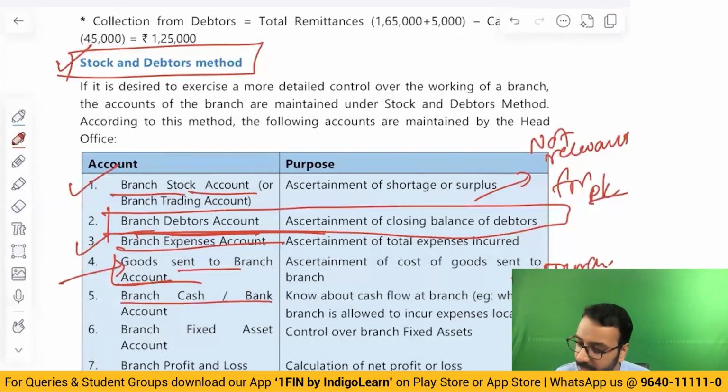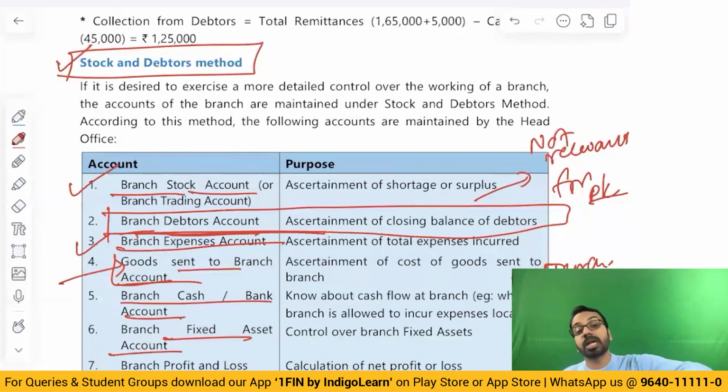Then you will maintain a branch cash account to know the closing balance of cash. Branch fixed asset account, if at all the branch owns fixed assets. Sir, what if in the debtors method we have fixed assets? Then you will consider that as a part of your opening balance only.